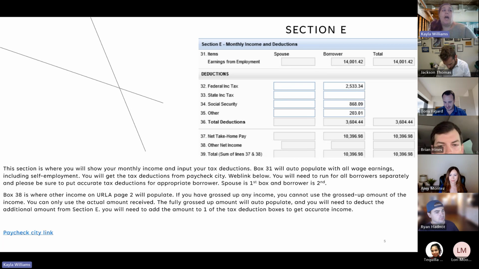Gotcha. So basically, the fully grossed up amount will be auto-populated, and you'll need to deduct the additional amount from the other deductions. Say you don't have state tax in Texas. If you grossed up an amount by $400, you're going to put a negative 400. And you're going to explain it to the underwriter in the notes section or your cover letter, to explain that that's what you did. Okay, that makes sense.